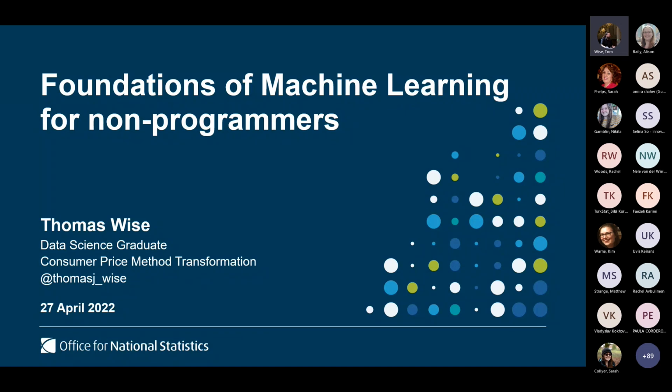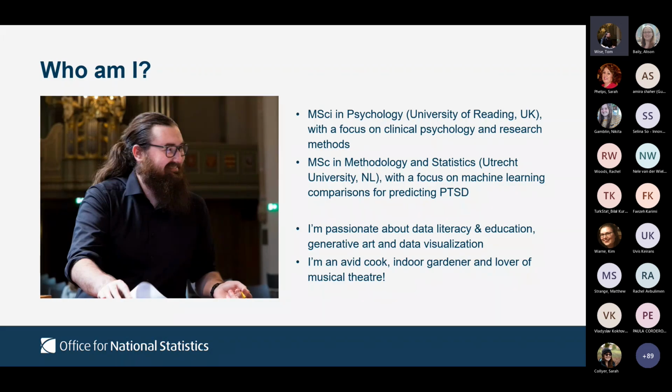As has been mentioned, my name's Tom Wise. I originally come from the beautiful Cotswolds in the UK. I completed my undergraduate in psychology at the University of Reading, where I focused heavily on clinical psychology and research psychology, before completing my methodology and statistics master's degree at Utrecht University in the Netherlands, where I focused on machine learning comparisons for predicting post-traumatic stress disorder for my dissertation. Outside of work, I'm pretty boring in that I love data literacy and data education, along with generative artwork and data visualization. As it says in my bio, creatively, I'm a huge indoor gardener and I love anything relating to gardening. My room is quite disgusting at the moment in the sense that it's mostly urban jungle. But that being said, who doesn't love a little bit of fresh air in their room?